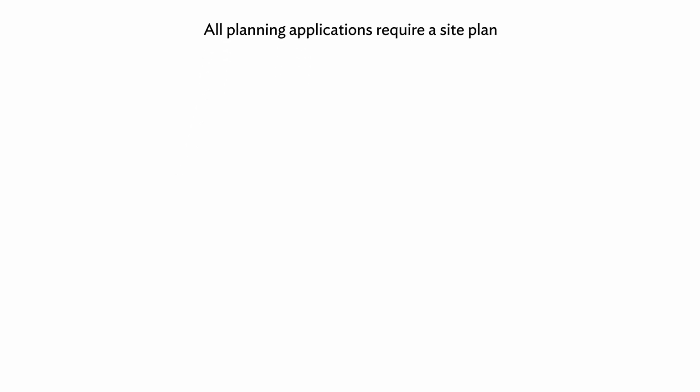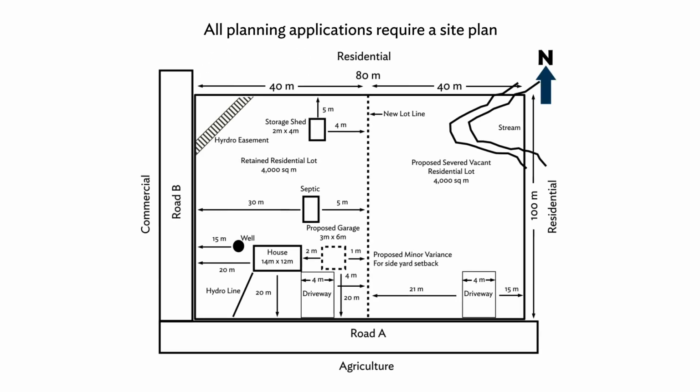All planning applications require a site plan. A site plan shows existing features on a property and any proposed changes, like adding a garage, reducing a setback, or dividing land to create a new lot. Site plans are circulated as part of a complete application and show staff, the public, local committees, and council what you're proposing and helps to confirm that compliance with zoning and development conditions can be met.